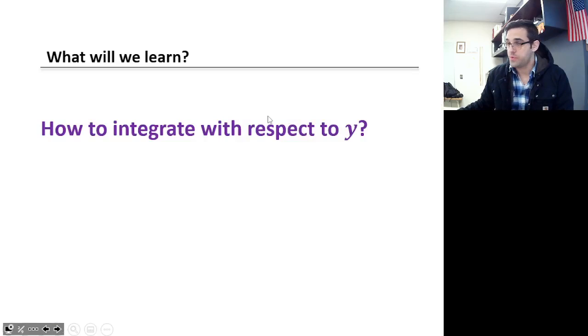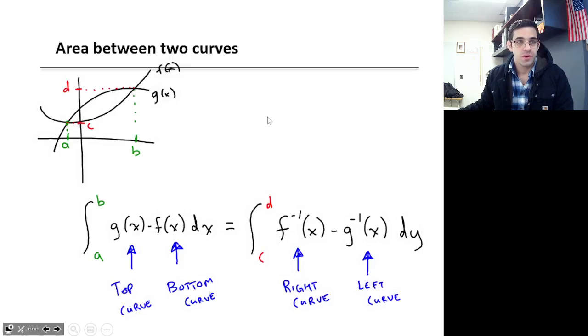So how do you integrate with respect to y? Consider the area between these two curves. It would be an integral from x values a to b of the top function minus the bottom function with respect to x. The top function is g of x, the bottom function is f of x. So if we integrate with respect to x, it would be the integral from a to b of g of x minus f of x with respect to x.